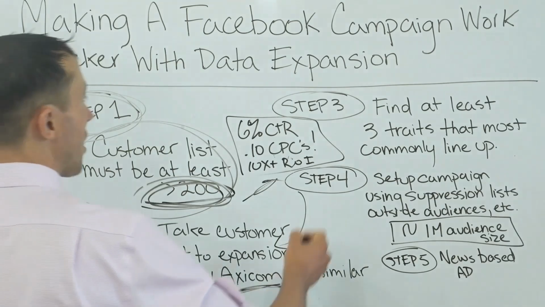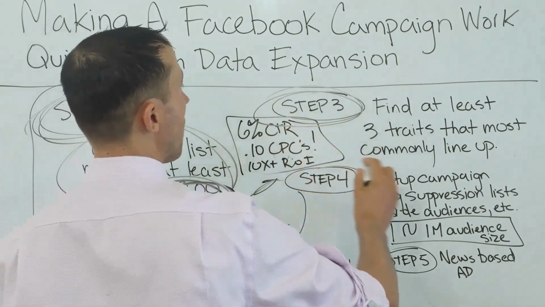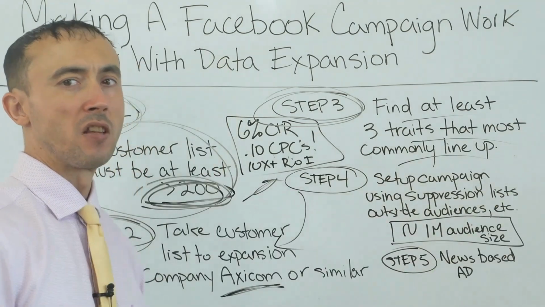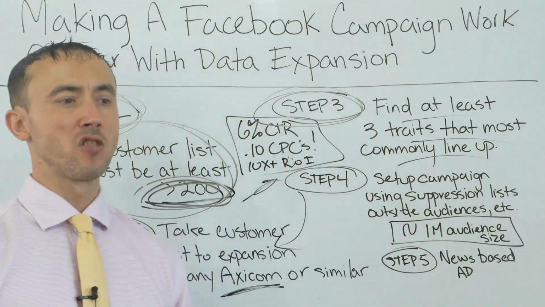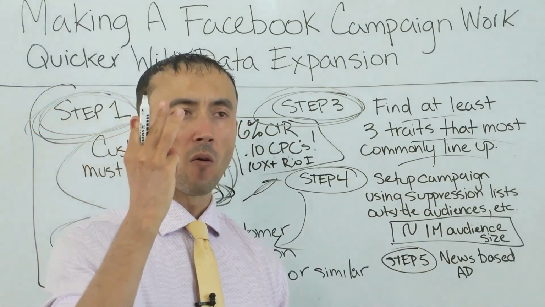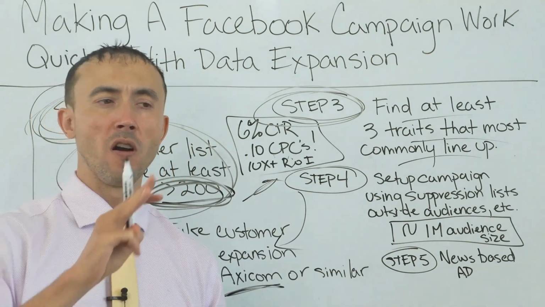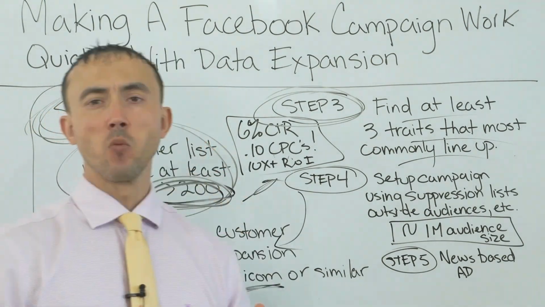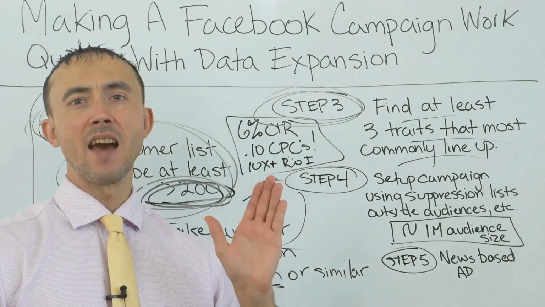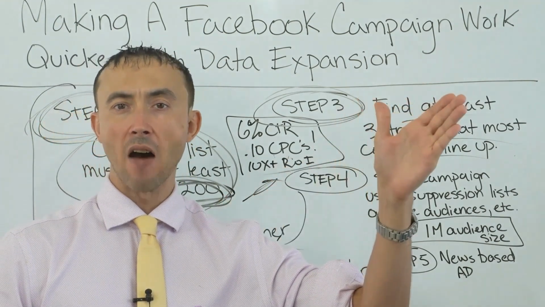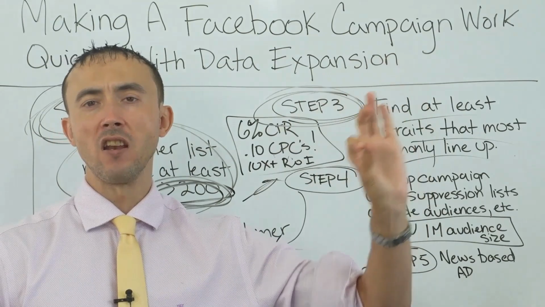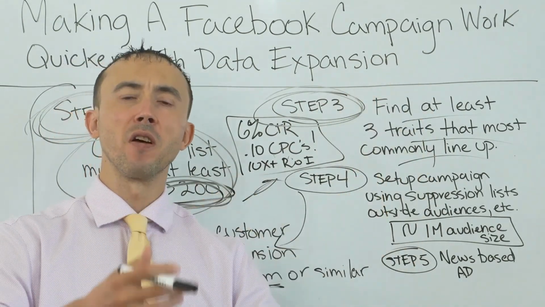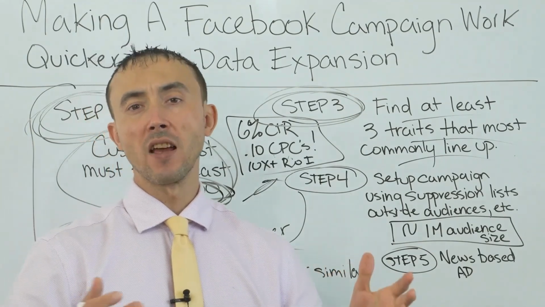Now that's step 2. Now step 3, once you've got that, you're going to find at least 3 traits that most commonly line up. I pretty much already talked about this, but just to regurgitate it: what are 3 traits that the customers you've sold to before most commonly line up on? On a list of 1,000 customers, one of the 3 things you're going to want to see at least 100 of them have, to get the kind of correlation and results we're talking about here. And then another trait, at least 100 out of the 1,000. That's what you're going for.